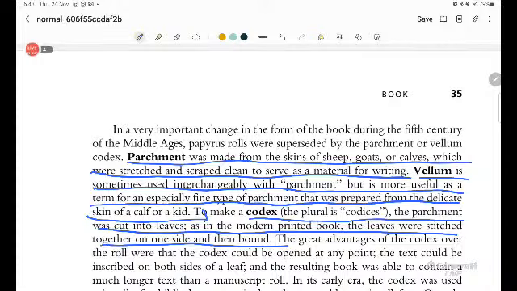Codex is the plural of codices. The parchment was cut into leaves, as in the modern printed book. The leaves were stitched together on one side and then bound.